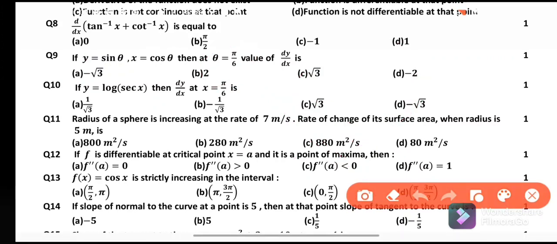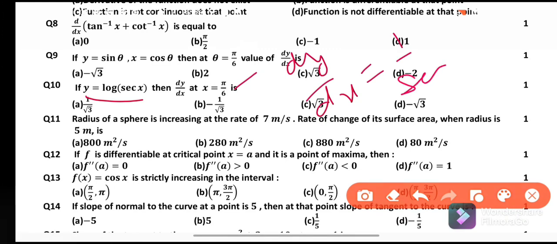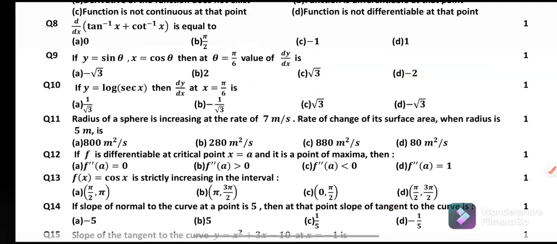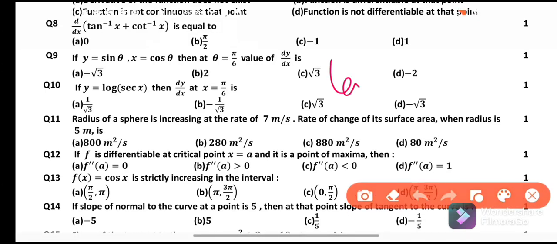If y is equal to log of secant x, then dy by dx at x is equal to pi by 6. Now differentiate this. dy by dx is equal to log of secant x, that is 1 by secant x. Then differentiation of secant x is secant x tan x. Now secant cancels and dy by dx is equal to tan of x.